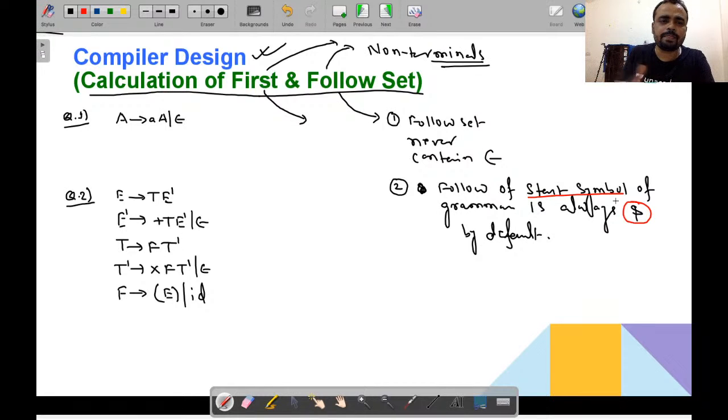सो देखिए हम लोग फर्स्ट को रिप्रेजेंट करेंगे F of i, this is the first, एंड फॉलो को रिप्रेजेंट करेंगे F of 0, F of 0. So F of 0 means this is the follow.